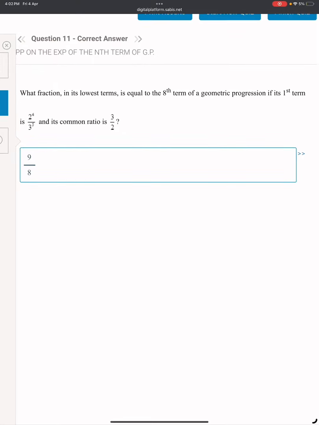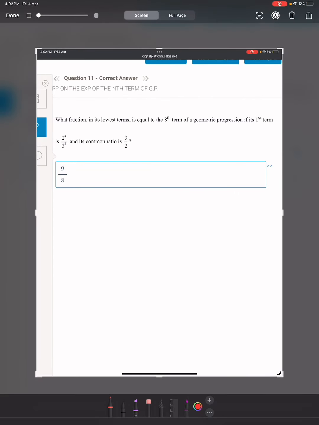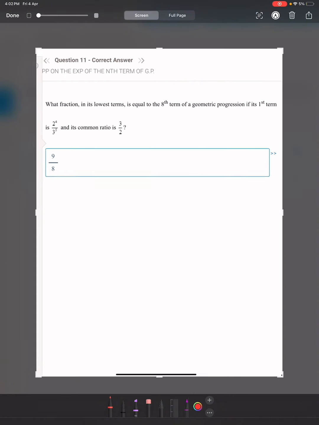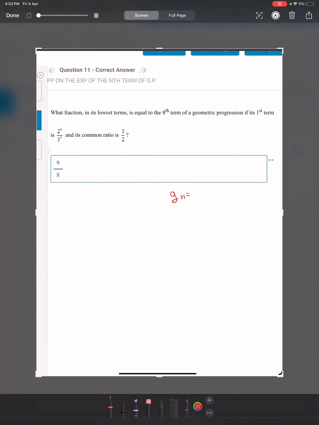So again, the geometric progression of any term is g of n equals g1 times r to the power of n minus 1. So g of 1 equals g1, which is, they said, 2 to the power of 4 over 3 to the power of 5, times r, which is 3 over 2, to the power of 1 minus 1. You type this and you get 9/8.